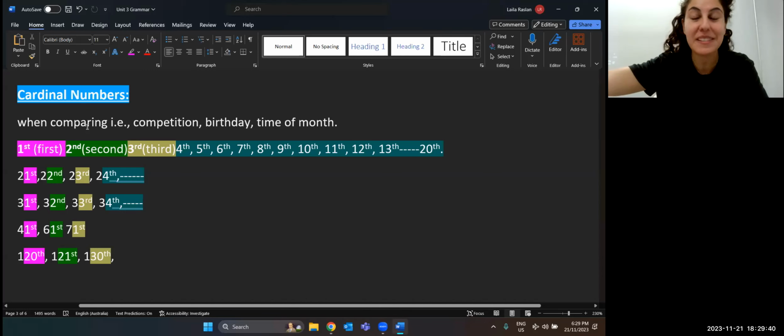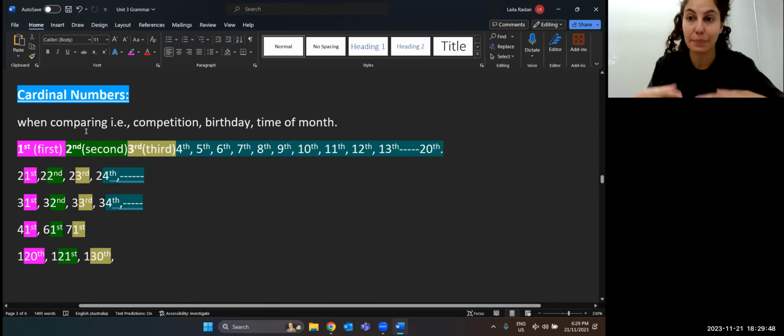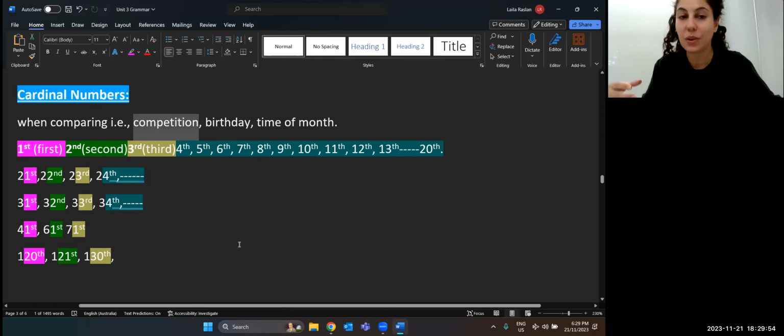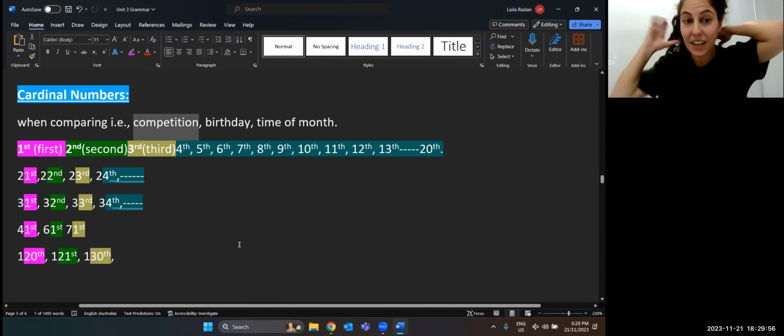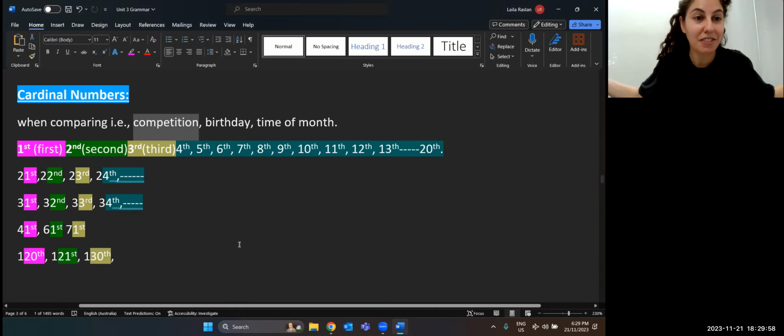Exactly. Michael Phelps, an American swimmer, always comes first. He never loses. So he always comes first. So when we're comparing a player to another player, he's always first. In competition, so that's when we're talking about sports, you know, like Argentina in the World Cup, they came first in the last World Cup.